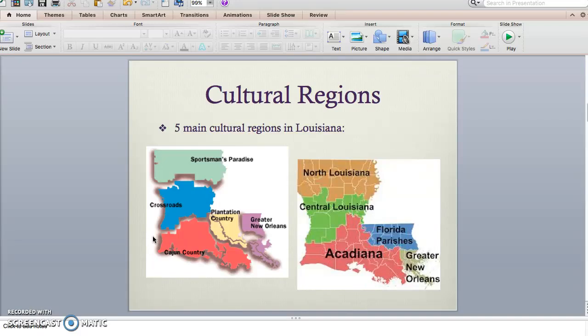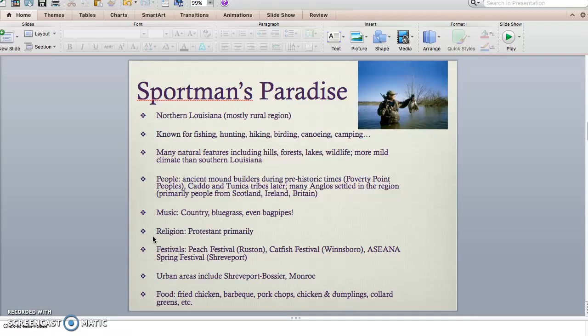And I want you to look and you can see that plantation country and greater New Orleans on the two maps aren't even the same boundary lines, okay? So it's not a set boundary. This is just different regions that we kind of look at to see how they're similar culturally. All right, let's talk about the different regions. So we have Sportsman's Paradise first.